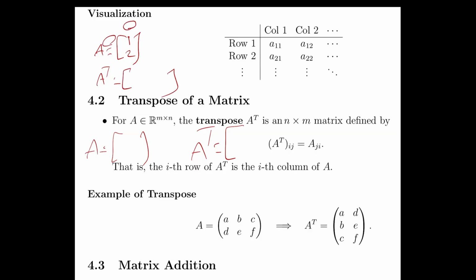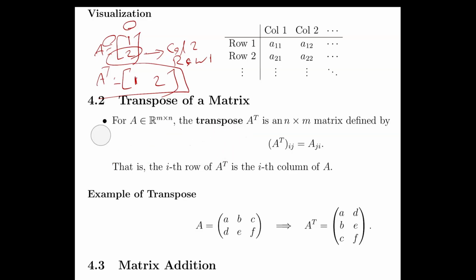So in the new matrix, row 1 and column 1, it would be 1 still. But for this one, it was row 2 and column 1. So for the new matrix, instead of row 2, you will have column 2. And instead of column 1, you will have row 1. So that 2 is going to come here. So that's the transpose. You can summarize the definition: if you have a matrix A of size m by n, then for the transpose, for each row number and column number, you switch them. So that's the definition of the transpose.